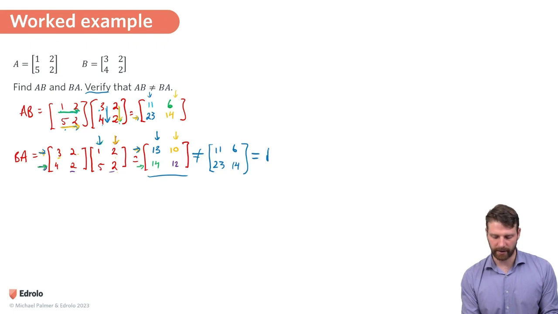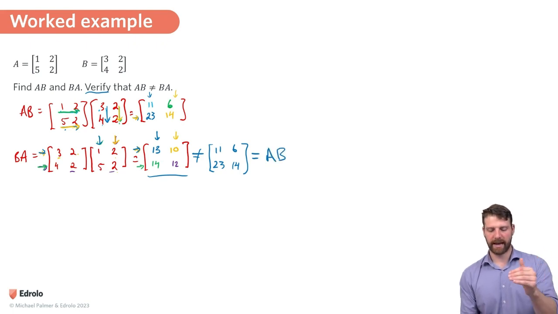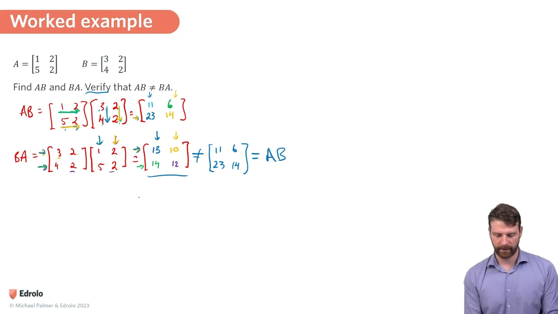And here I can see I've got a chain from BA, something that's not AB. So I can say, therefore, BA is not equal to AB, as required.